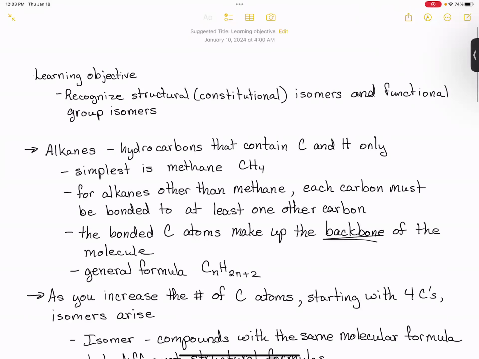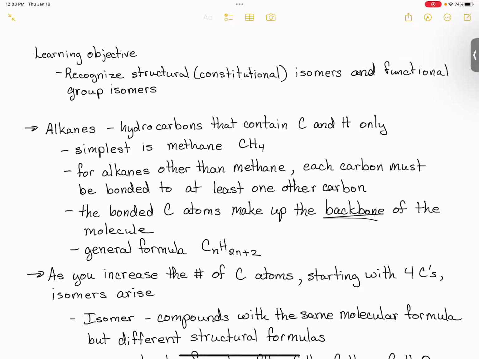Okay, the learning objective for section 3 of chapter 12 is to recognize structural or constitutional isomers and functional group isomers. In the last section, I introduced the concept of an alkane. An alkane is a hydrocarbon consisting of carbon and hydrogen only, with the simplest one being methane, where you had one carbon and four hydrogens.